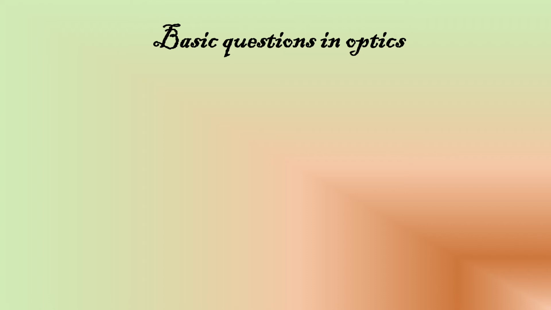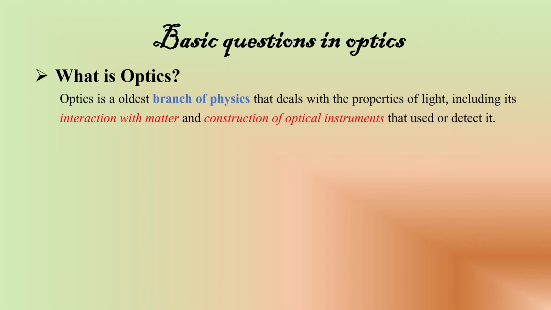Before going to the history of optics, there are some basic questions we have to remember. What is optics? Optics is the oldest branch of physics that deals with the properties of light, its interaction with matter, and the construction of optical instruments that can be used to detect it.